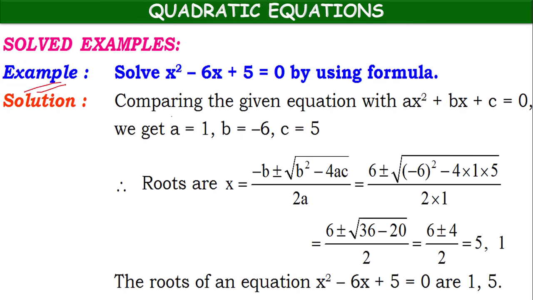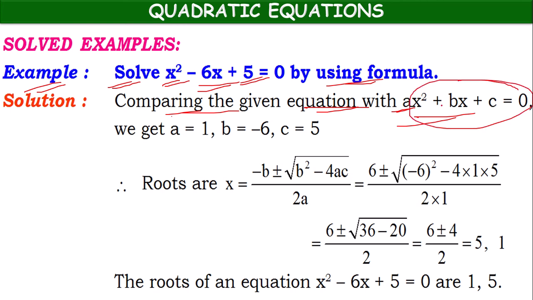Next example. Solved examples. Solve x square minus 6x plus 5 equal to 0 by using the formula. Comparing the given equation with ax square plus bx plus c equal to 0, a value will be 1, b value will be minus 6, c value will be 5. They have asked us to solve the problem. Solve means we have to find x value by quadratic formula method.